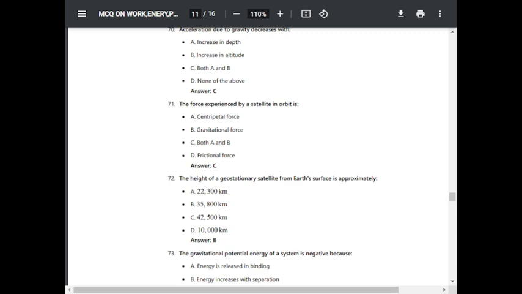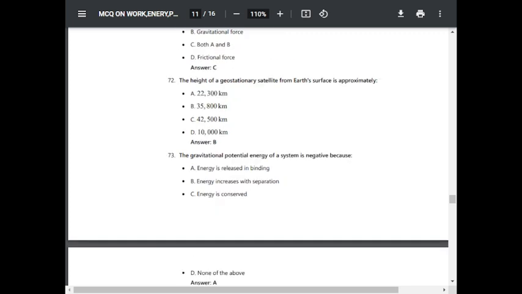Option A 12,300 km, option B 35,800 km, option C 42,500 km, option D 10,000 km. The correct answer is B, 35,800 km. Option B is correct.